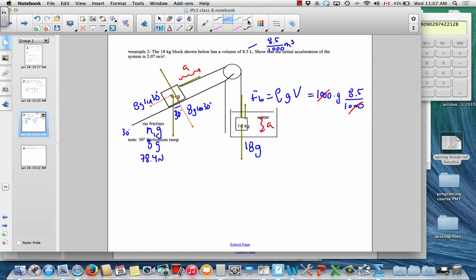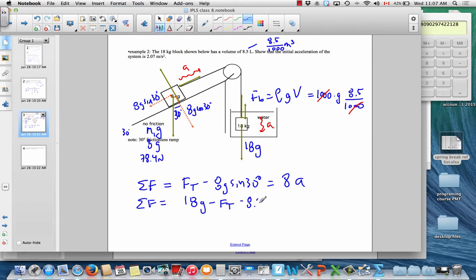So we can now write net force equations for each mass, because now we know which way it's going to go. So this one accelerates up, because the tension force pulls it up. It's resisted by the 8g sine 30, and that's the unbalanced force on the 8 kilograms, so it must equal 8 kilograms times a, m1a. This mass falls, so the 18g force has got to win. It's opposed by the tension force, and then by the buoyant force, which we just showed is 8.5 g's of force. And that's got to equal m2a.